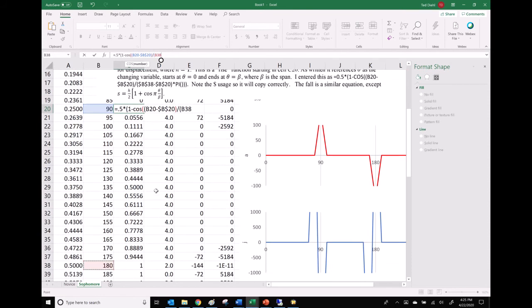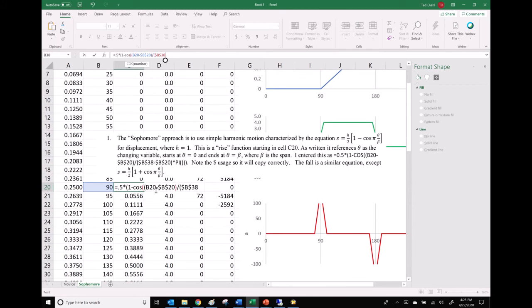$, boom, F4. And then minus B20, boom. And that's also $ or F4 on both of them. And then boom. And that's going to be multiplied by pi, because you can see that the pi right in there.